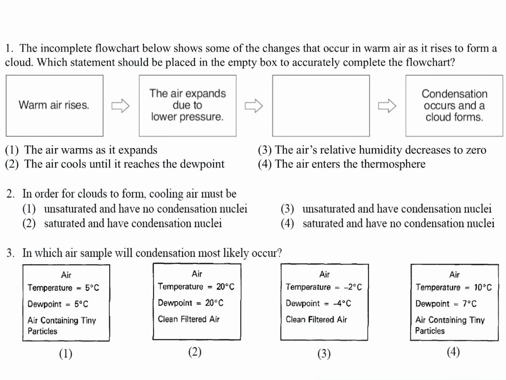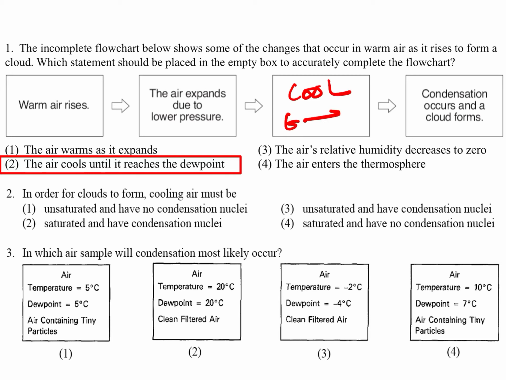Okay, so little summary action. The incomplete flow chart below shows some of the changes that occur in warm air as it rises to form a cloud. Which statement would be placed in the empty box to accurately complete the flow chart? So warm air is going to rise. The air expands due to the lower pressure. And then as it's up there, it's going to cool to its dew point. This is where it cools and it's going to start changing from gas to liquid. And that's your condensation.